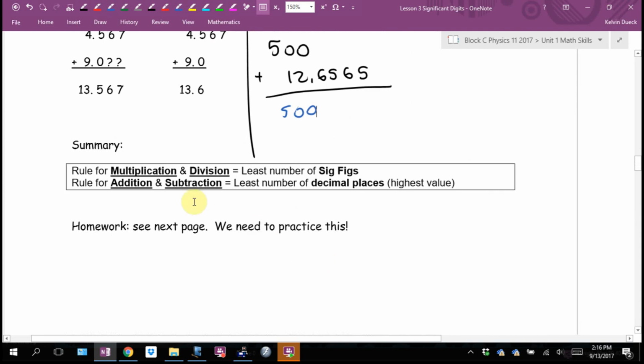So summary, rule for multiplication and division, the least number of sig figs. Rule for addition and subtraction, the fewest number of decimal places that you know everything for.